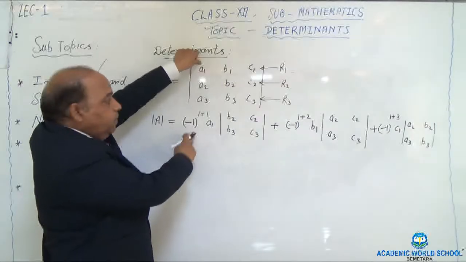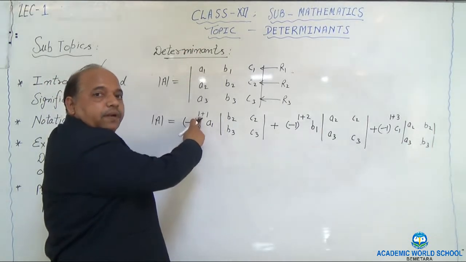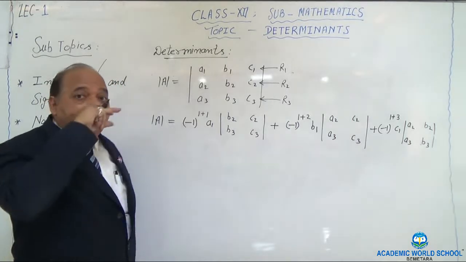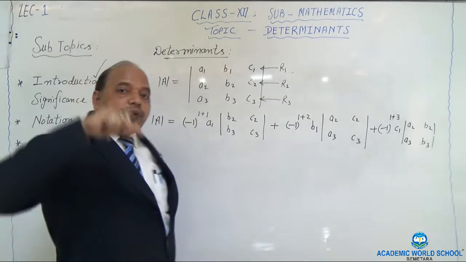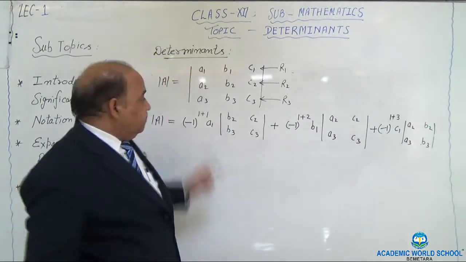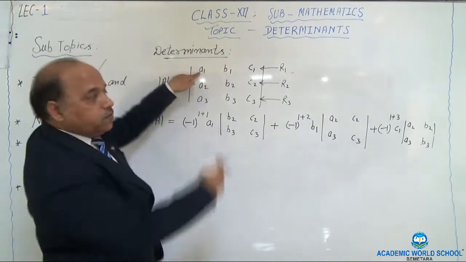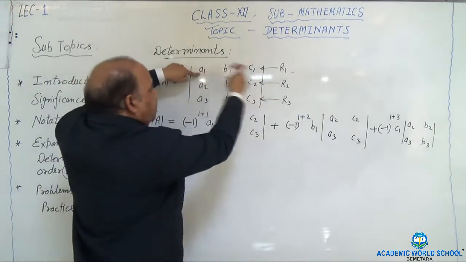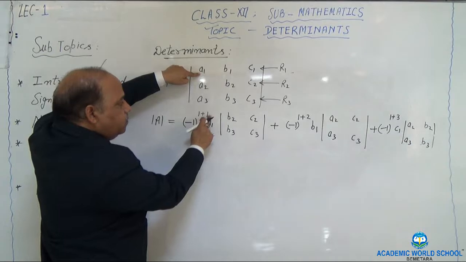Minus 1 to the power. What is the power? The number in which this element belongs. Where does it belong? The number of row and the number of column. This element belongs to your first row and first column.